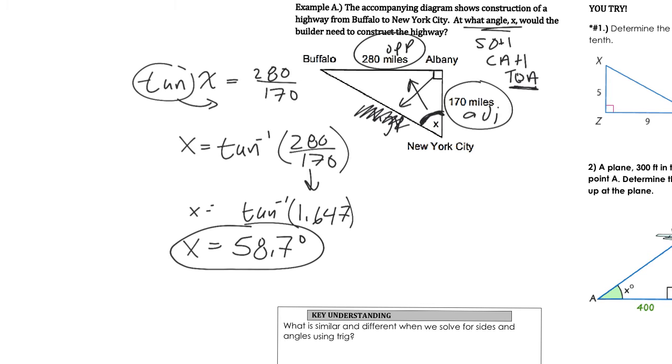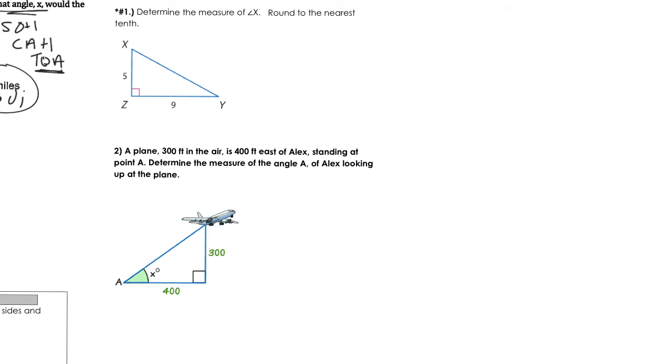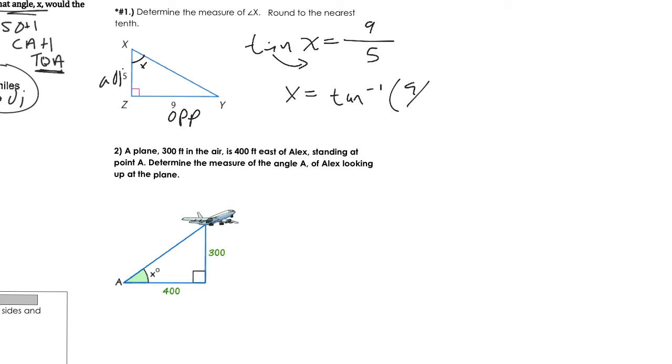I will pause the video and go try those two you-try problems. So this one says determine the angle of x, round to the nearest tenth. So this is what I'm trying to find. This is my opposite. This is my adjacent. So we're going to use tangent. Tangent of x equals opposite side, 9 over 5. So x equals, to move tangent over, we use tan -1. And it's just a button on our calculator. We type in tan -1, 9 over 5, and get 60.9 degrees to the nearest tenth. So one decimal place.